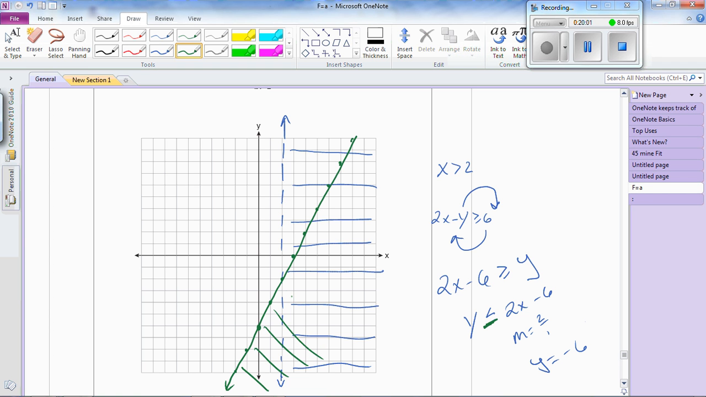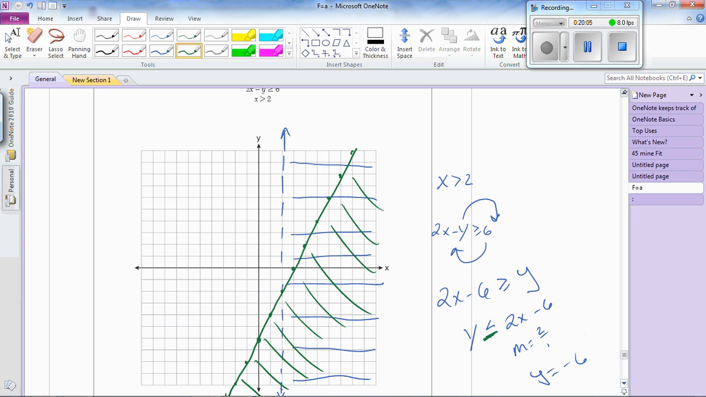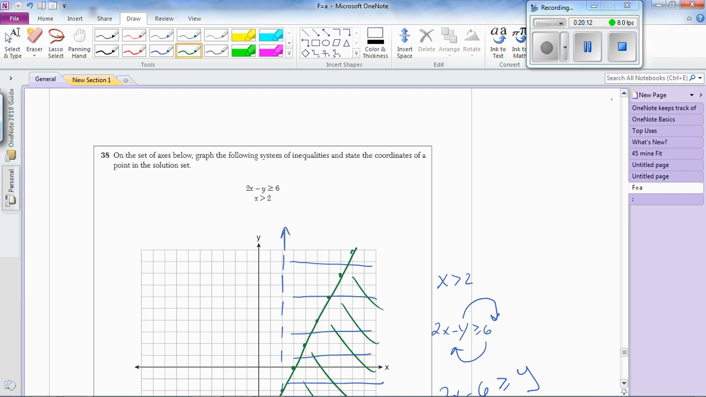Oh, it is lesson. Oh, thank God. Did it ask me to put a point, put an S? I always put an S. What did it ask for? An S or a point? State the coordinates of a point in the solution set. How about 10? Negative 10.